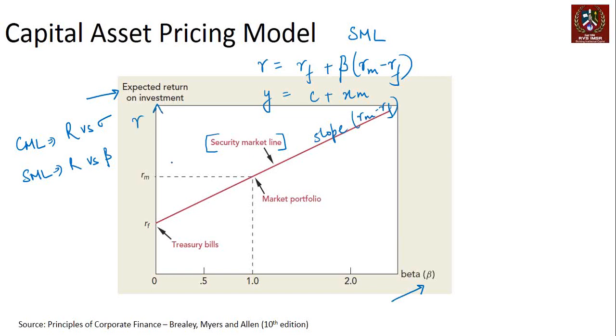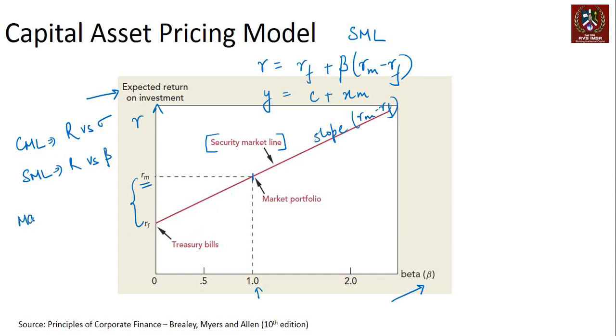This is the return that you're looking at, right? Now note a few things here that we need to understand. The market portfolio is given by this point. That's the return on the market, RM. This is the difference, RM minus RF. And if you think about it, this is where beta has to be 1.